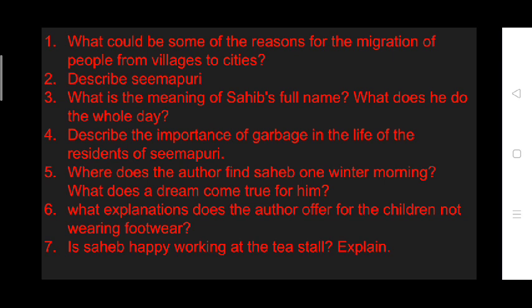Now the fourth question, describe the importance of garbage in the life of the residents of Simapuri. So you have to talk about the importance of garbage in parents' eyes and for these children. So definitely they look at the garbage differently. So you have to mention that here.